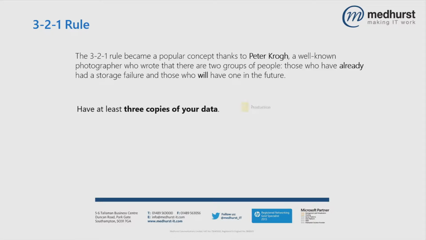Okay, that's number 1. You then have to have a copy of that data. That's number 2. Okay, and that's a copy of your production data. The third one is a copy again. Okay, so we've got 3 copies.